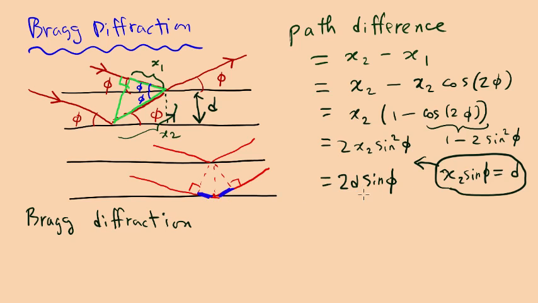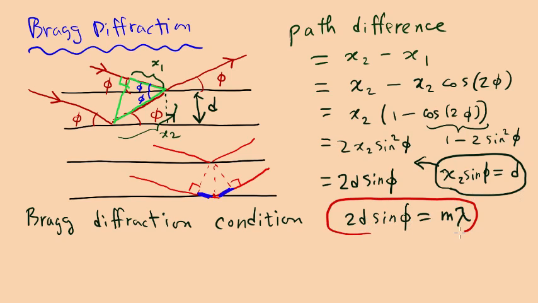So that condition corresponds to the adjacent two paths like this constructively interfering. So the constructive interference between these two planes and these two planes, that's the principal maximum condition. So that means 2d sine phi equals m lambda. That's it. That's the celebrated Bragg diffraction condition.